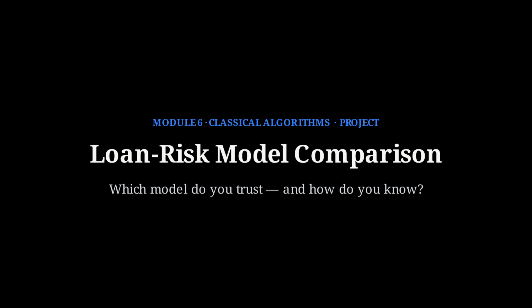Welcome to the Module 6 project, a fair contest between machine learning models. You have met 7 classical algorithms. Now the real skill, not memorizing them, but knowing which one to trust for a given job, and how to compare them honestly. Our job today, decide who is likely to default on a loan.